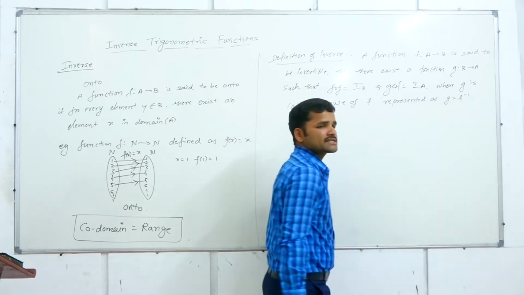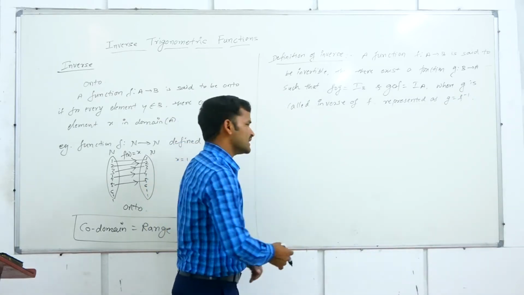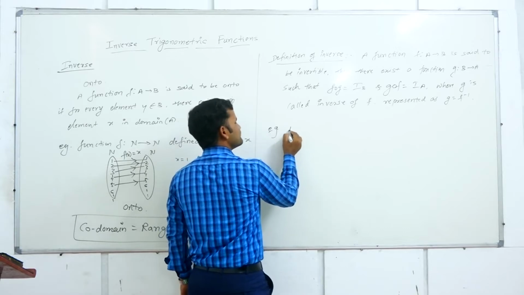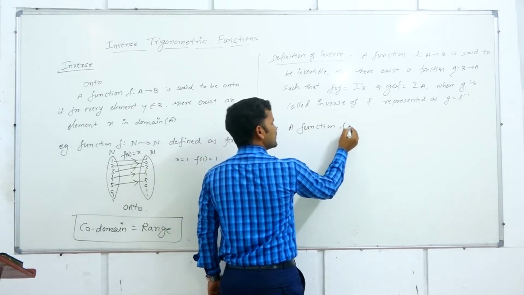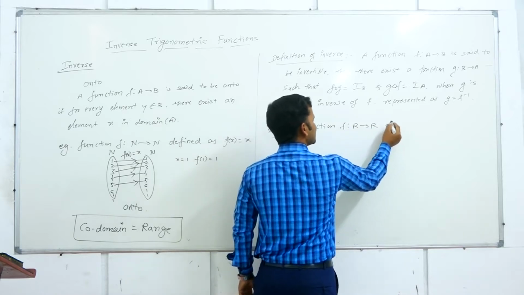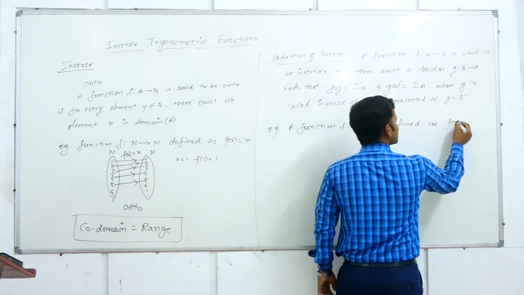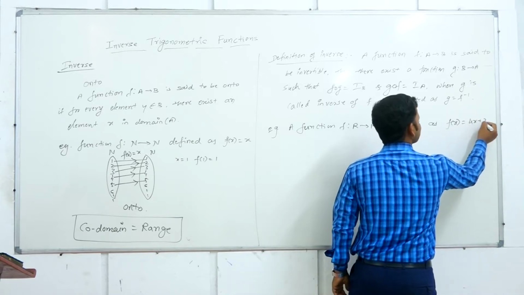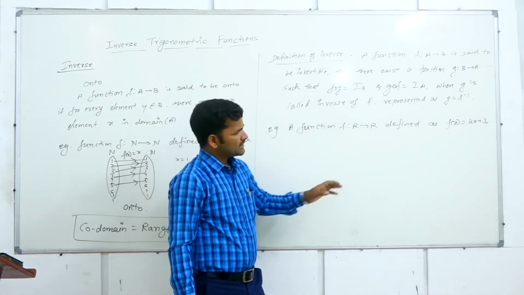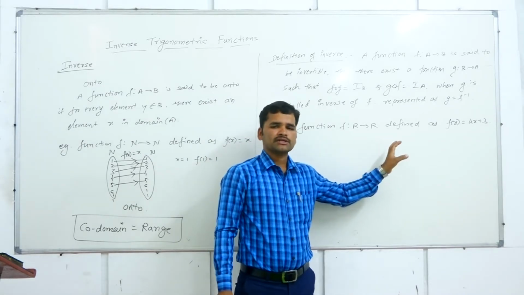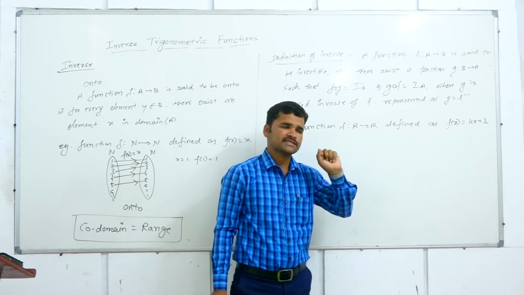We may not understand this definition directly, so I will take an example. There is a function f which maps from R to R, defined as f of x is equal to 4x plus 3. You identify the one-oneness and ontoness of the function. This given function is one-one and onto, so the given function is bijective.